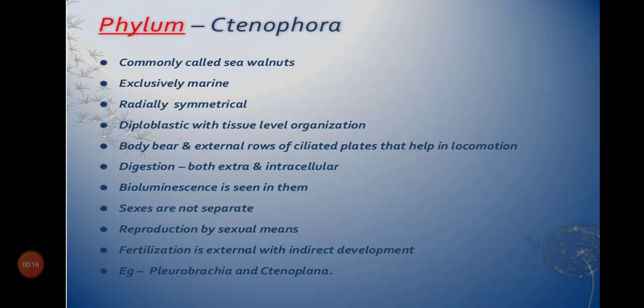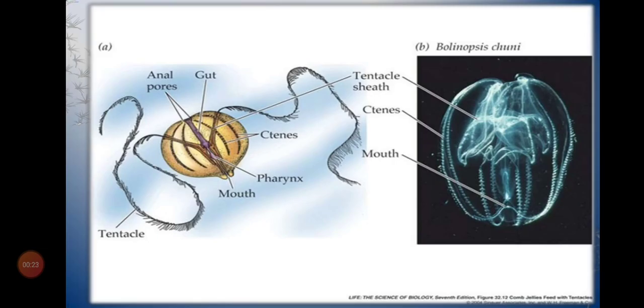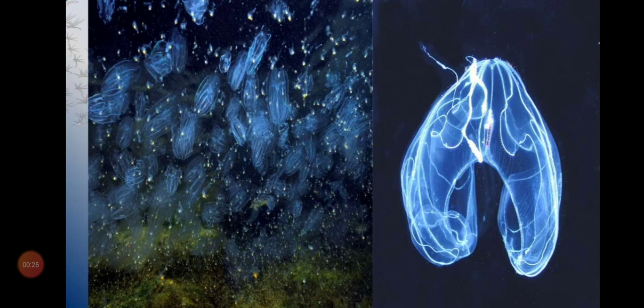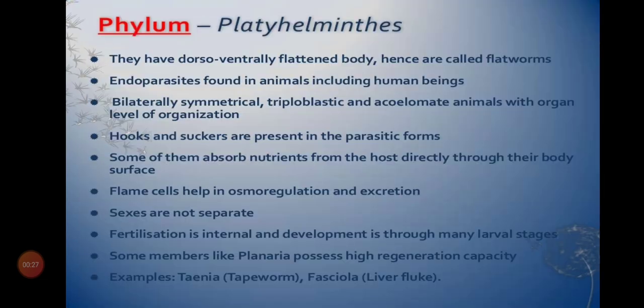There is no asexual. And what are the common examples we have learned? Pleurobrachia and Ctenoplana. Is that clear, children? And we saw the structure also, the bioluminescent character. Next we'll move on to the fourth phylum, Platyhelminthes. Till now we have covered Porifera, Coelenterata, Cnidaria, Ctenophora.